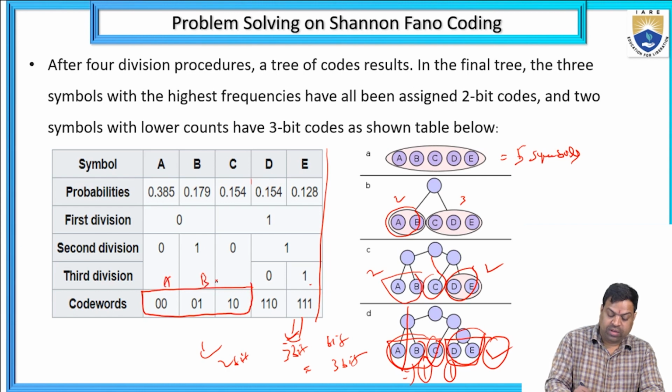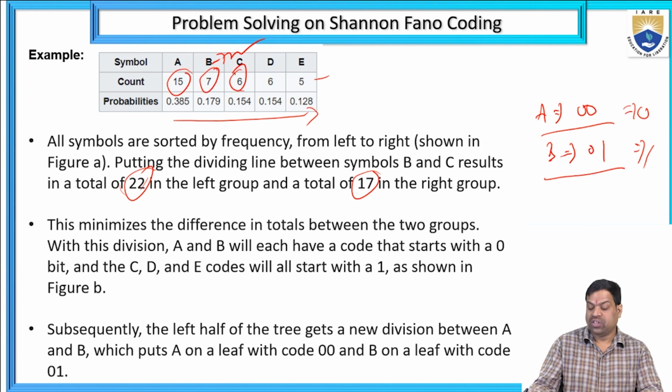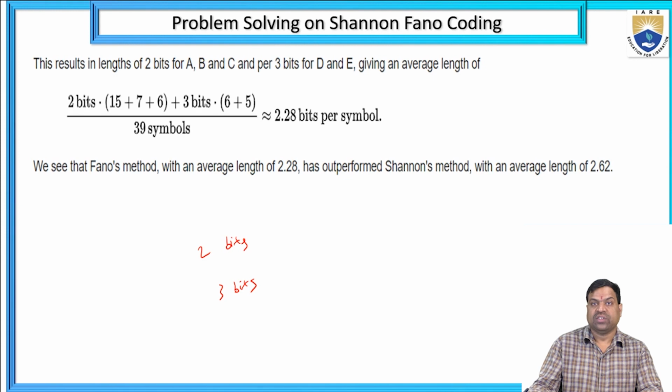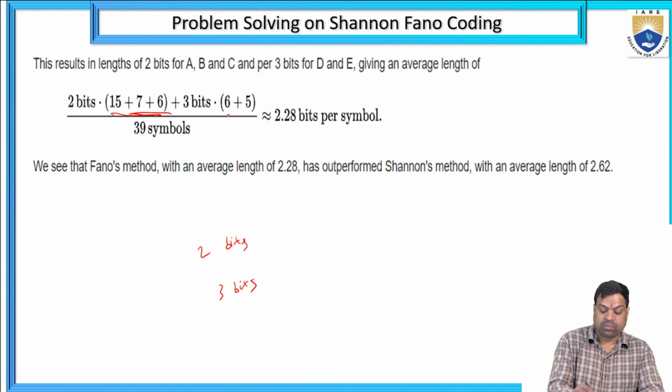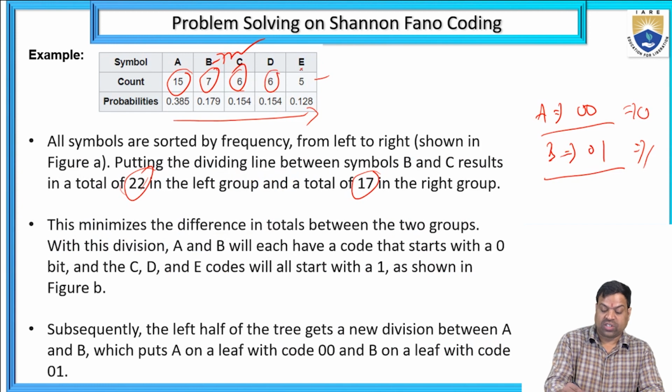A, B, C. 3 bit how many? D and E. So what are the values of A, B, C? We can see in the question. A is 15, B 7, C equal to 6. 15, 7, 6. Plus how many 3 bits are there? See in the question. 6 and 5.